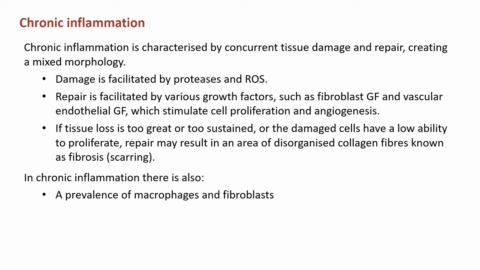In chronic inflammation, as you might expect, there's also a prevalence of macrophages because, of course, neutrophils come out in the first response. So later on, we tend to get monocytes, so we're going to have more macrophages. And fibroblasts, because, of course, we're attempting to repair the bit that's just been damaged.